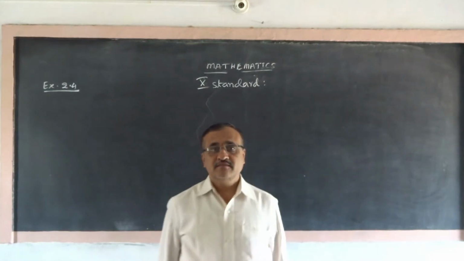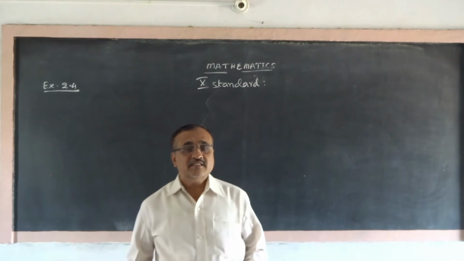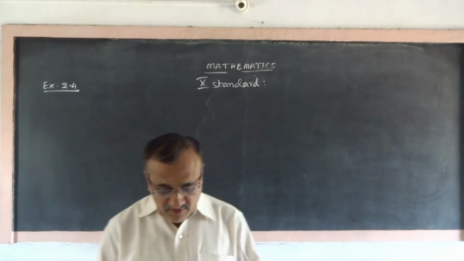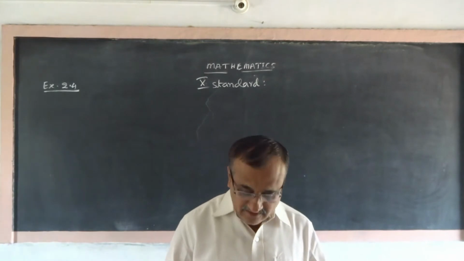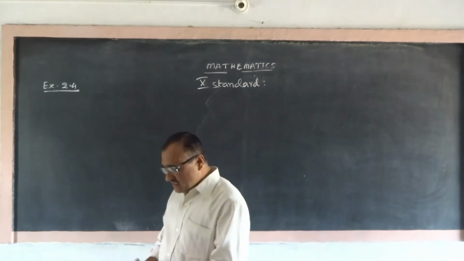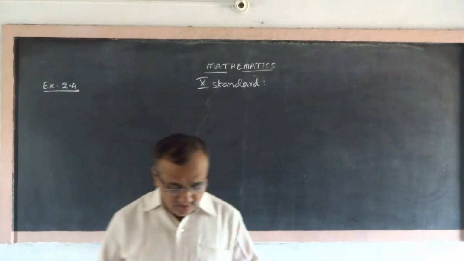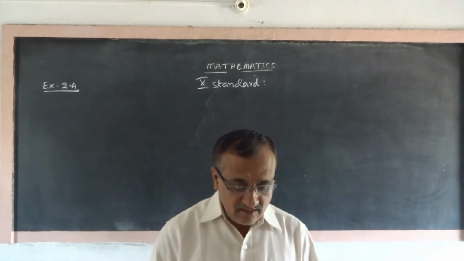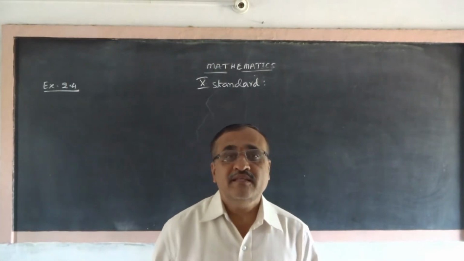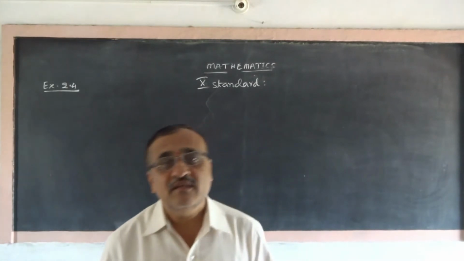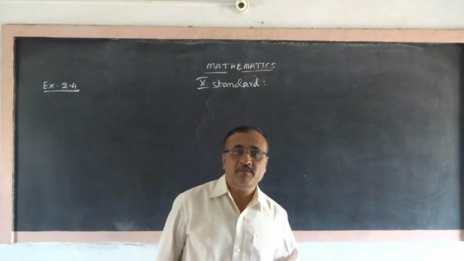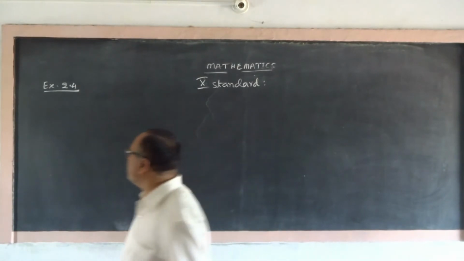Dear friends, we discussed some problems on areas of similar triangles, that is on exercise 2.4. Now we shall take up the next problem of exercise 2.4. That means we solved 4 problems. Let us take the fifth problem.